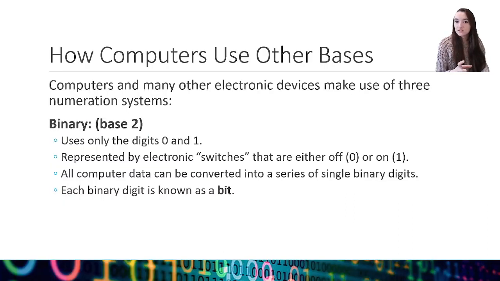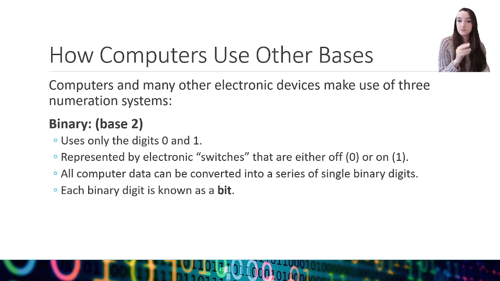But where do we see these other bases in more modern times, more explicitly? Computers, essentially. That's what we really need other bases for, is working with computers. Computers and other electronic devices make use of three specific numeration systems that aren't base 10. The first one is the binary system, which is probably the one that you may have heard of. This is base 2. It uses only the digits 0 and 1. 0 and 1 represent essentially electronic switches within the computer, being off for 0 and on for 1.